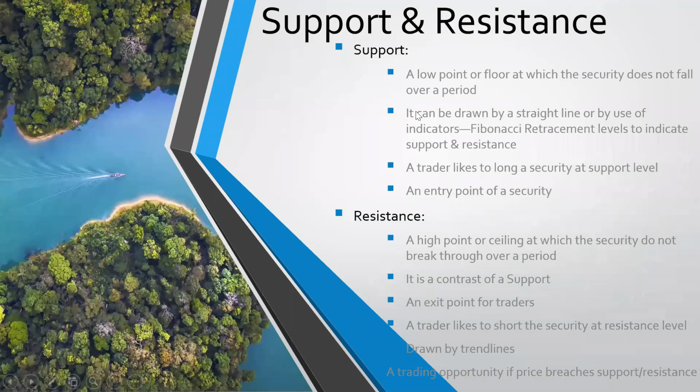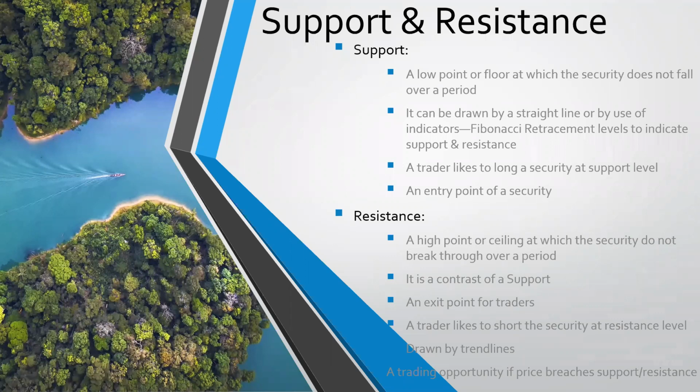Support, as I said, is a floor, and resistance is a high point or ceiling at which the security did not break through over a period. It's basically the opposite of support. Usually that's an exit point for traders. That's when they like to sell their trade, make the profit, and move away. So a trader likes to short the security at the resistance level.